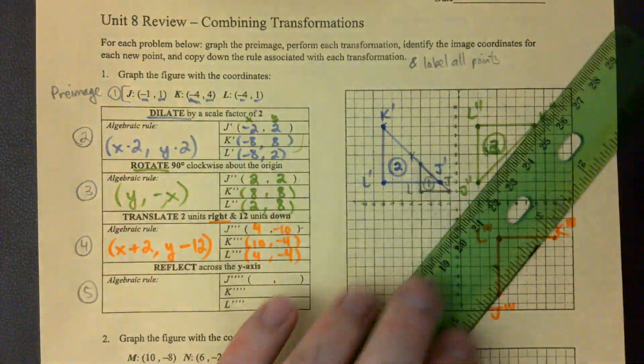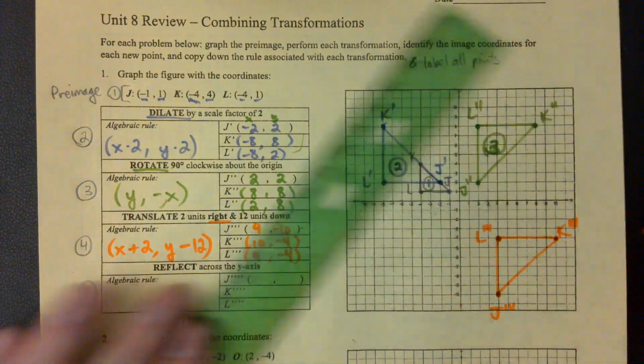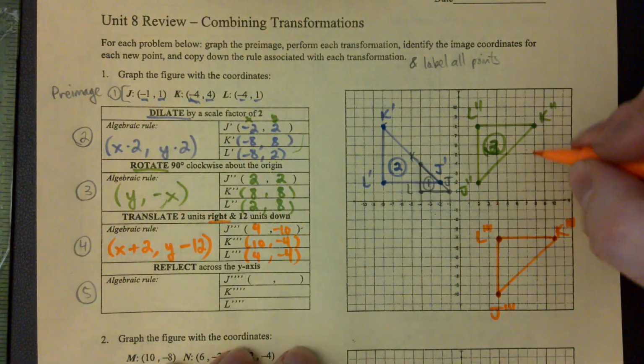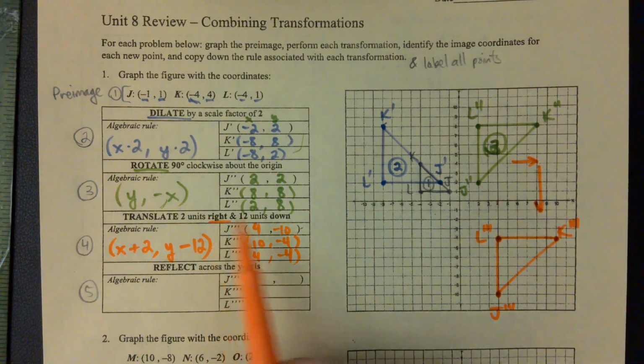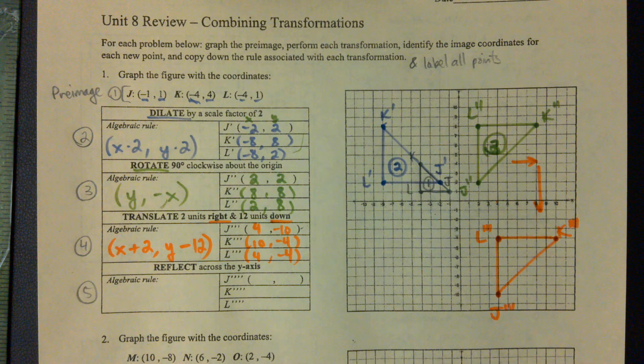Sorry, that's my dog. We're going to connect all 3 of those up, and there we go. There's our new triangle. So we translated this one to the right and down. That's exactly what our rule says we're supposed to do, is go right and down.